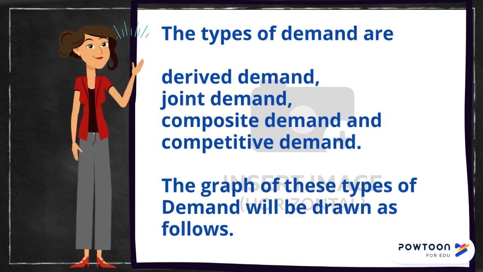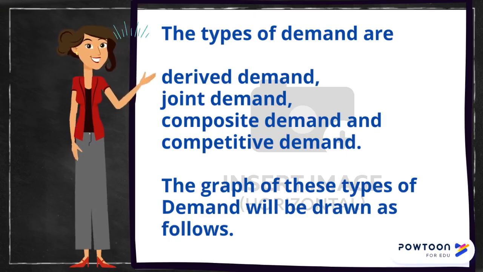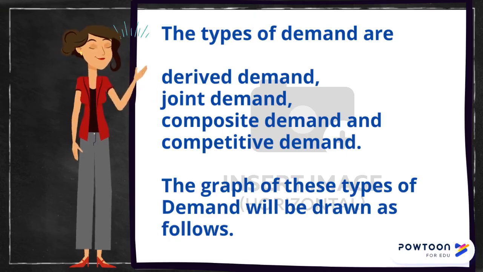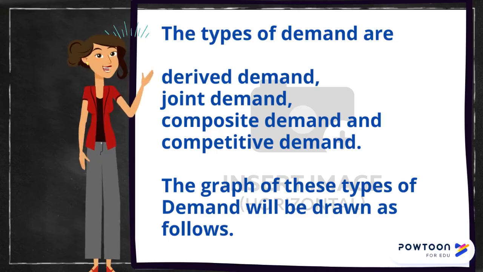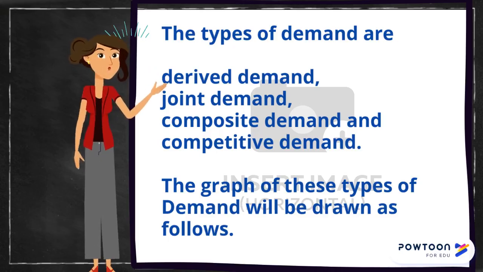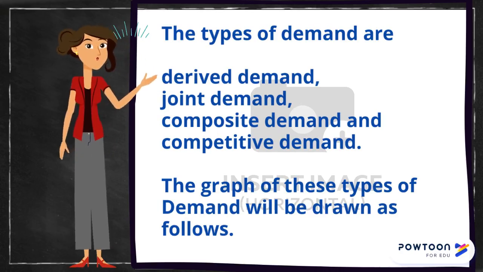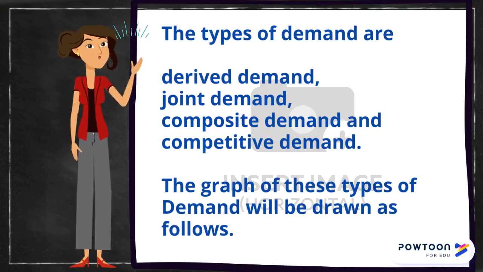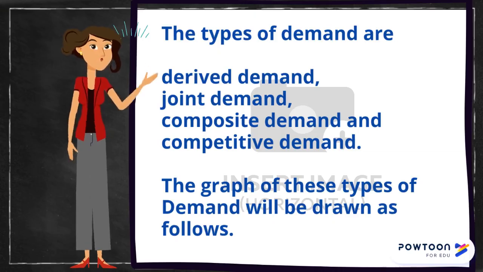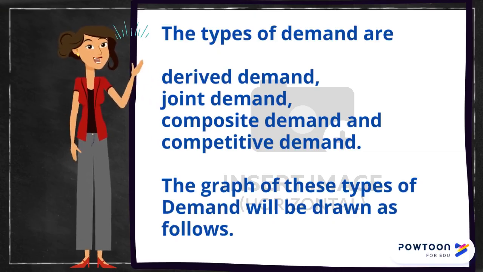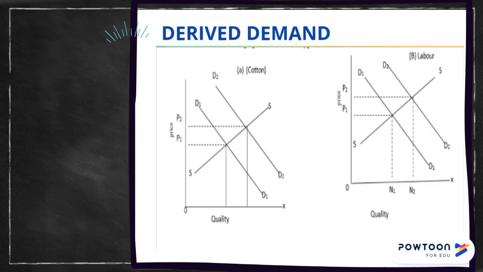Now, let's look at the types of demand. We have derived demand, joint demand, composite demand, and competitive demand. The graph of these types of demand will be drawn as follows. This is the graph of derived demand, and this graph is the graph of cotton and the graph of labor.